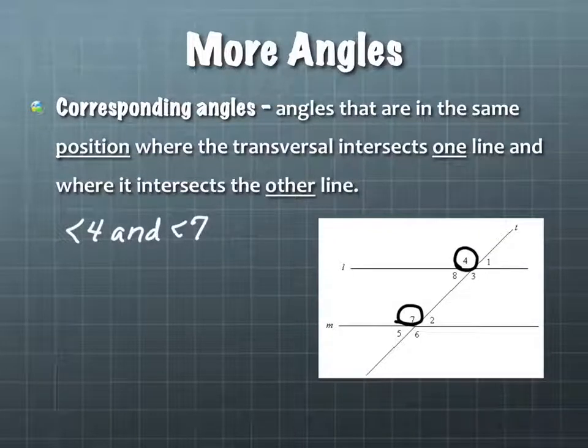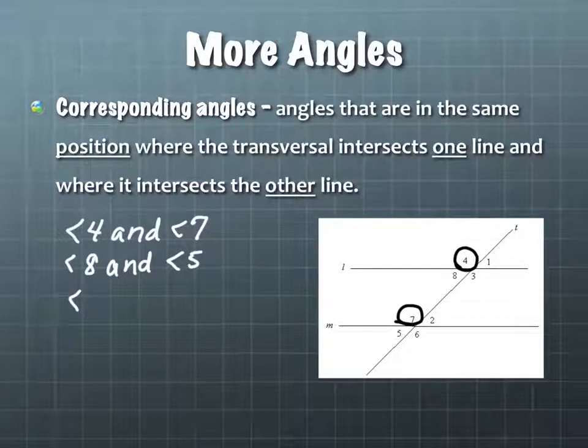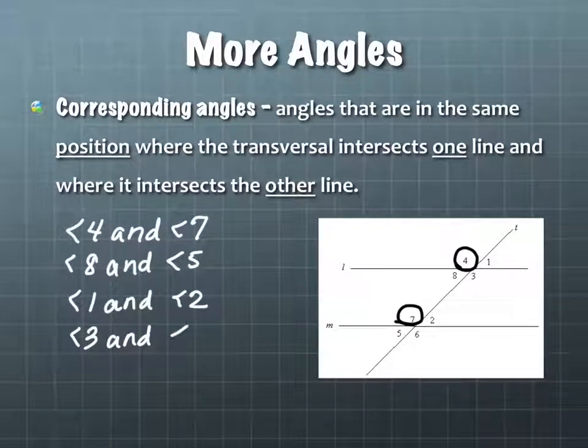Give me another pair. Angle 8 and angle 5. Very good. What's another one? There's 4 sets, right? What else? 1 and 2. Yep, angle 1 and angle 2. And then there's one more. 3 and 6. Yep, 3 and 6. These are corresponding. And again, under certain conditions, these would be congruent pairs of angles. So we need to know those conditions before we say it. They don't have to be congruent, but under some conditions they are.